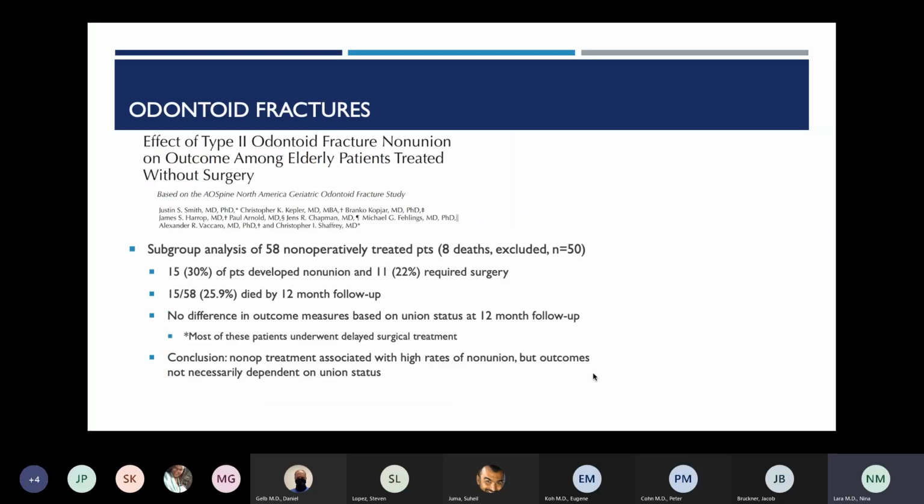So they did a subgroup analysis here, looked at the 58 patients treated non-operatively and excluded the deaths, and found that 15 patients developed a non-union and 11 required surgery. The bottom line is that they found there was no difference in outcome measures based on the union status. So again, even if they developed a fibrous non-union or stable non-union, this was not clinically different from those who went on to fuse.